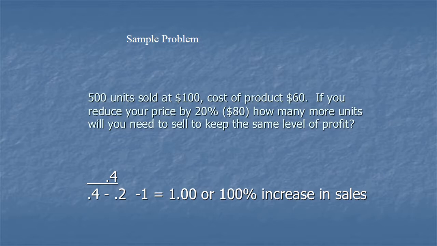Now you can sort of intuitively think through this for a second. If I'm making $40 per unit on every unit I sell, and I reduce the price by $20 down to $80, now I'm only making $20 per unit. All right, so I was making $40 a unit. Now I'm making $20 a unit. How many more units do I have to sell? Well, obviously twice as many units, or a 100% increase in sales. So you can even intuitively understand that.